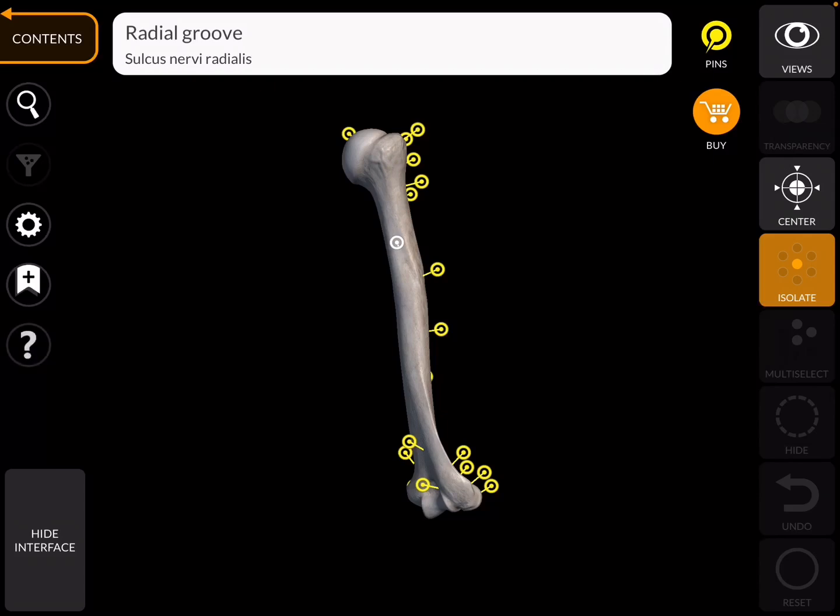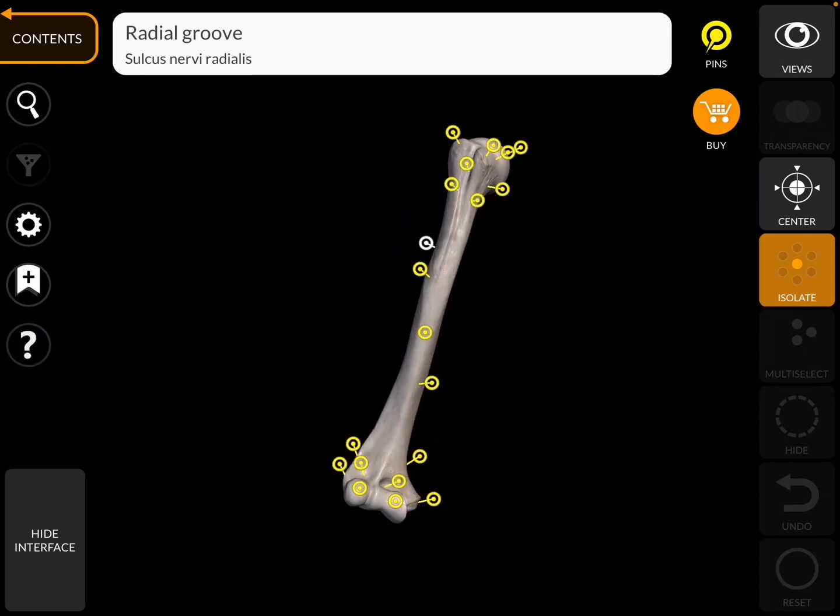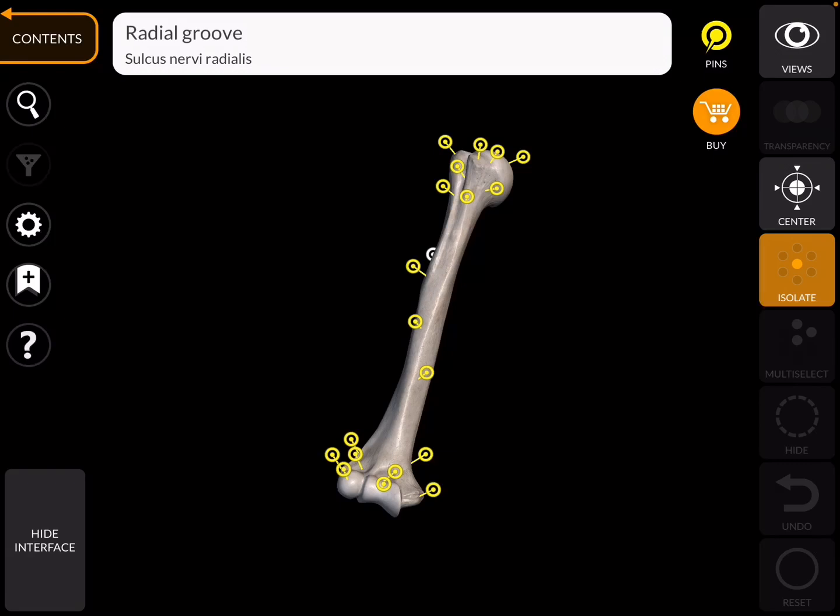And if we go on the posterior aspect of it, we are going to see there's going to be a groove, and that groove is very important because the examiners like to ask about it. This is going to be called the radial groove. It houses the radial nerve and the profunda brachii artery. So a fracture to this, we are going to damage the radial nerve, which normally innervates the extensor compartment of the arm.